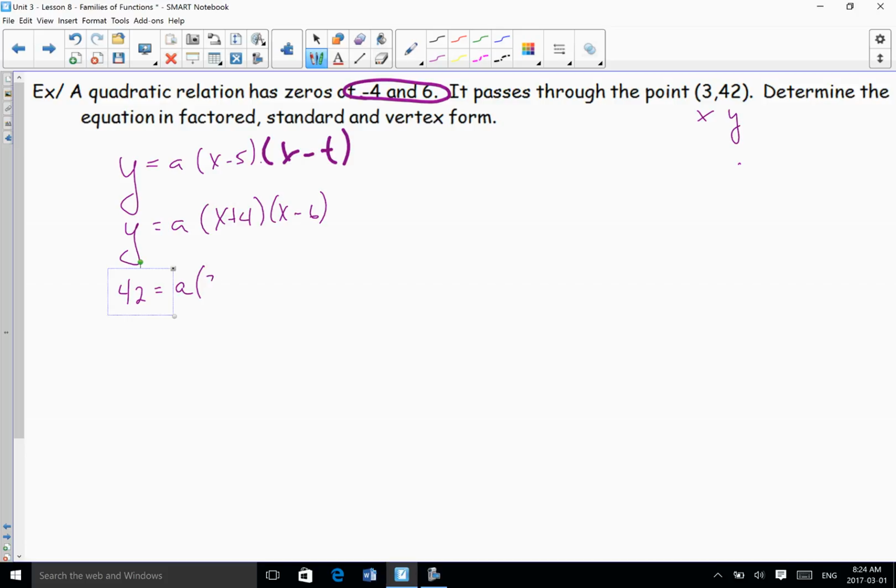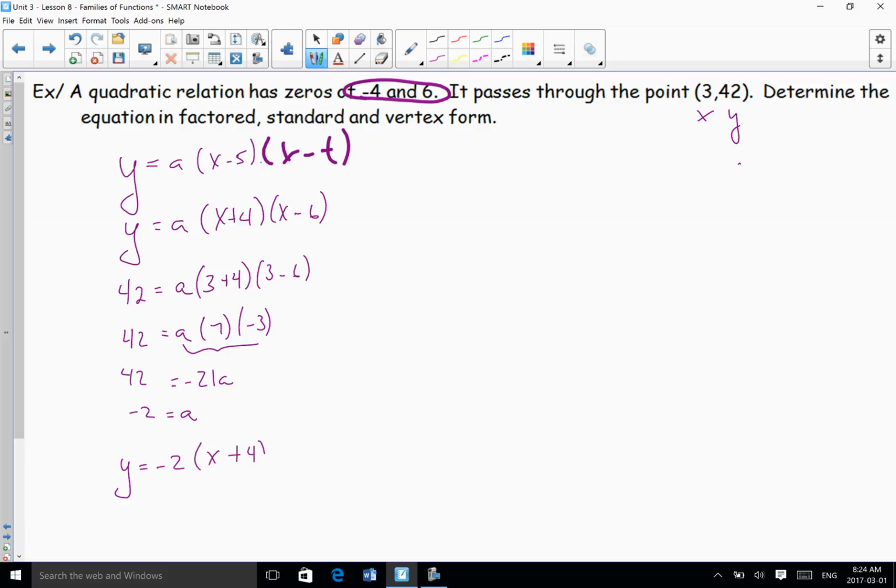So we can put in our 3 for x in both spots. Do a little bit of math here. So 3 plus 4 is 7. 3 minus 6 is -3. Multiply this all together, we'll get -21a. Solve it, and a is -2. So our equation, -2 times x plus 4 and x minus 6, in factored form, is done.